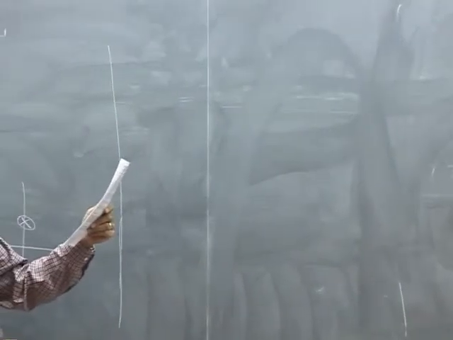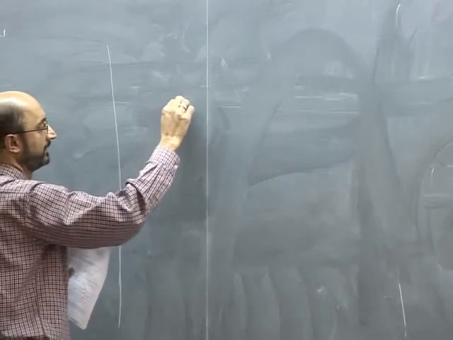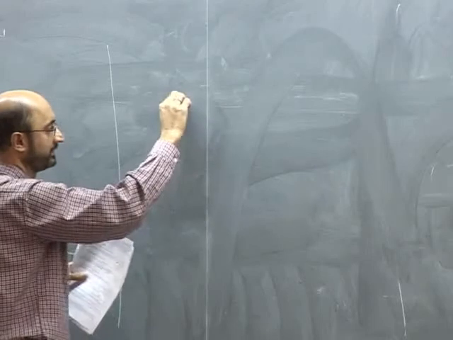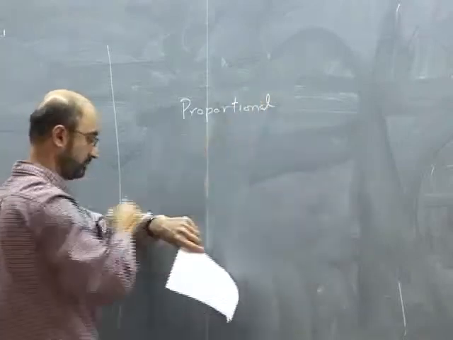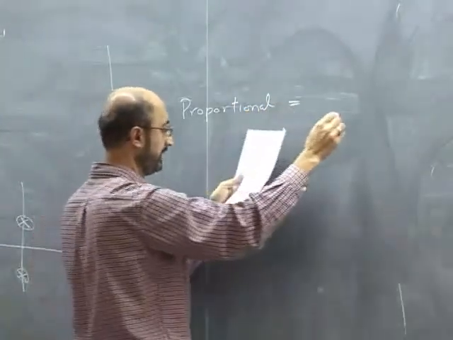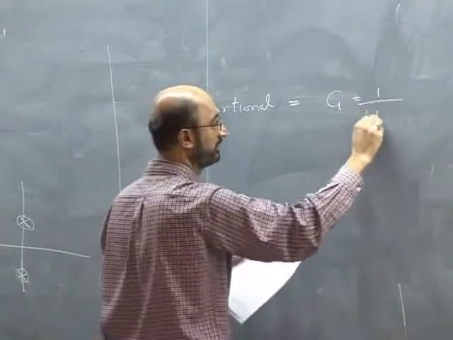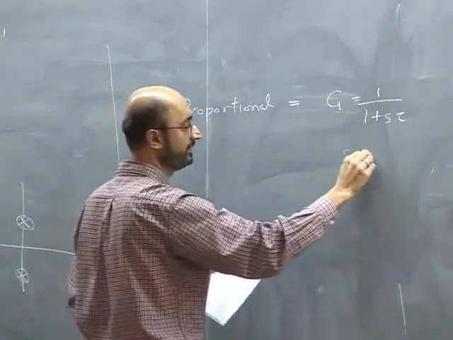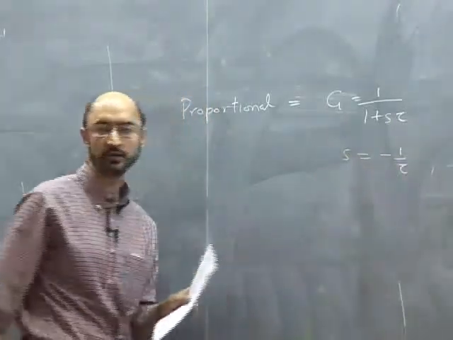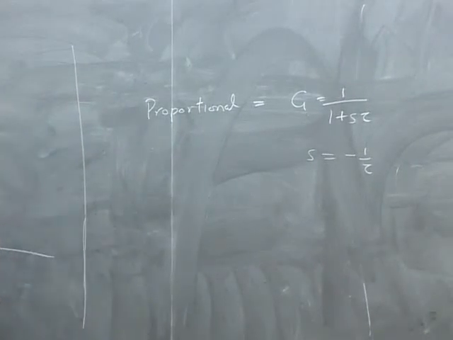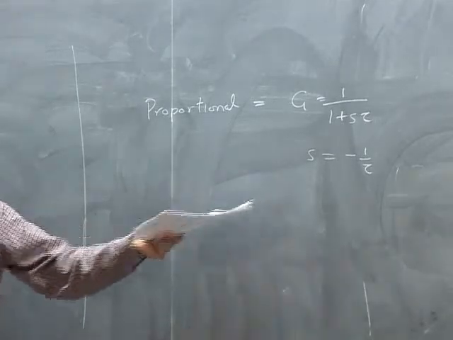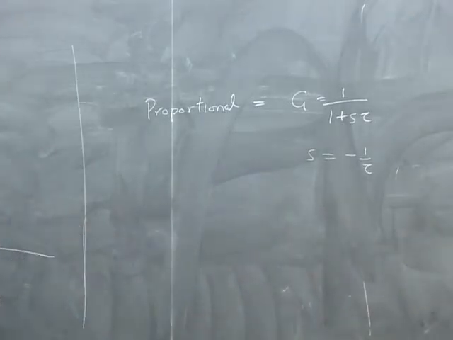Let me actually do it. It's relatively straightforward. Let's just look at the controllers for the proportional, integral and derivative forms. For the proportional controller, we had G equals 1 over 1 plus s tau, and so the root is going to be s equals minus 1 over tau. This is always going to be in the left half plane because tau is a positive time constant, so this is always stable. Proportional controllers are stable.